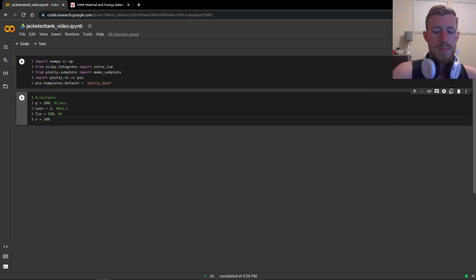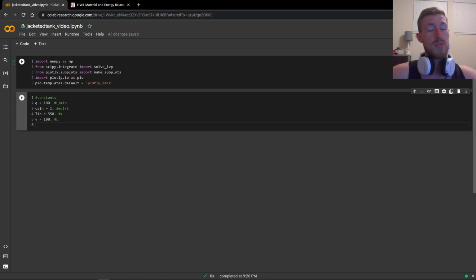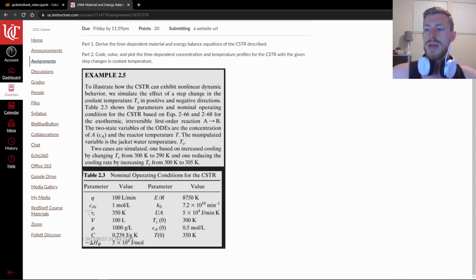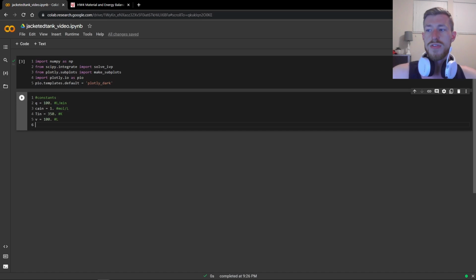Up next is the volume of our tank, which is 100 liters, so V is equal to 100 liters. Next is rho, which is our density of water, which is just 1,000 grams per liter. So rho is equal to 1,000. That's going to be in grams per liter.